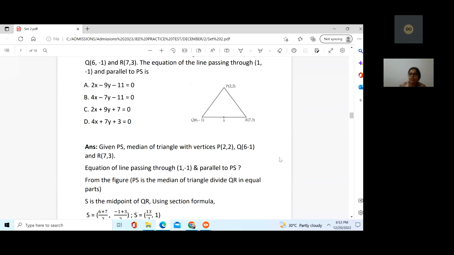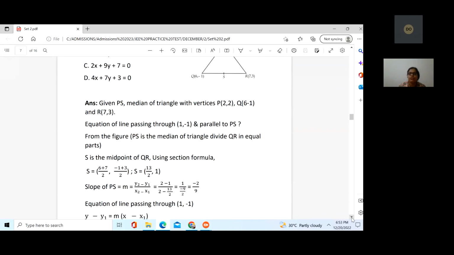Once you have these coordinates, you have studied how to find the midpoint, right? (x1 plus x2) by 2 and (y1 plus y2) by 2. For Q, the coordinates are (6, -1), and for R, it's (7, 3). So what will be the x coordinate here? (6 plus 7) by 2. What will be the y coordinate here? (-1 plus 3) by 2. So for S, it is (13 by 2, 1).